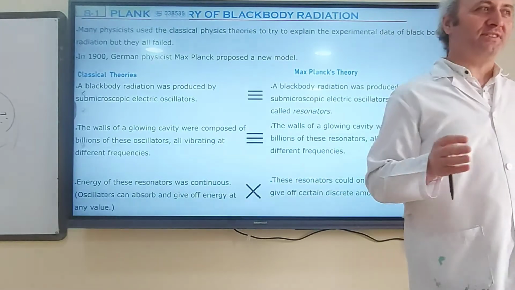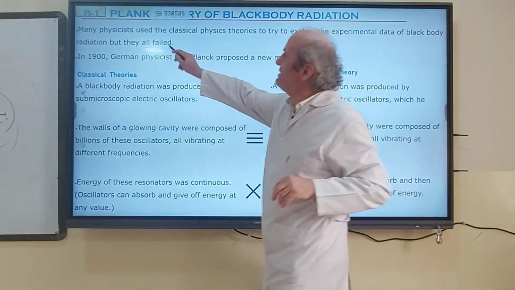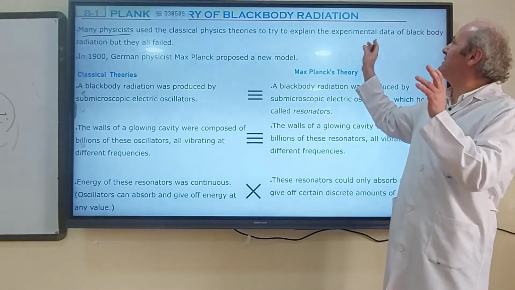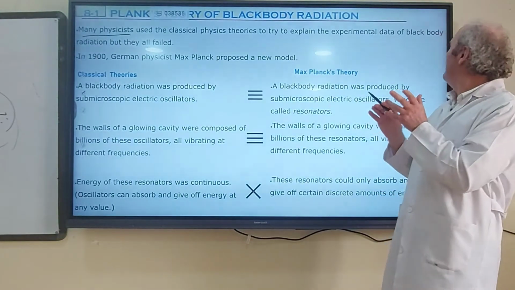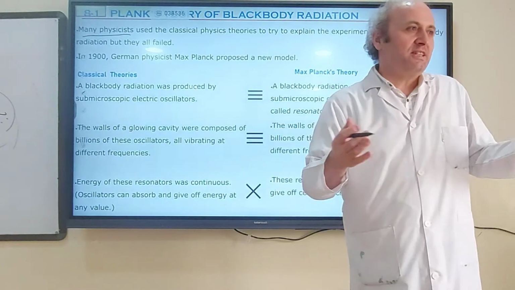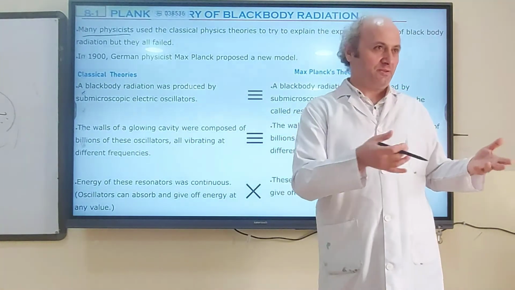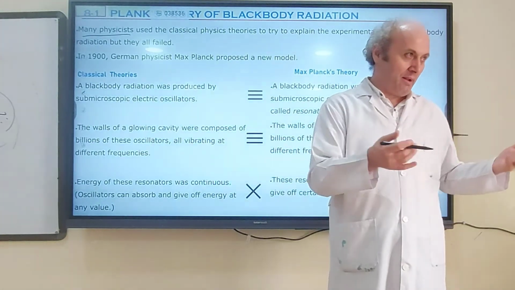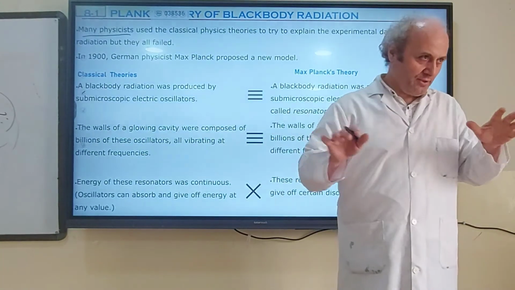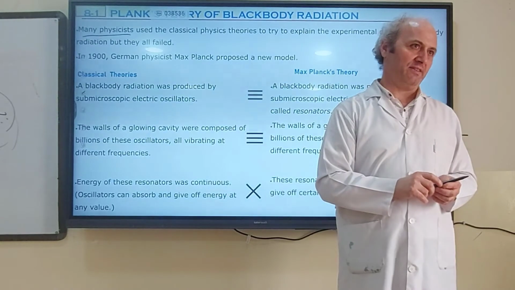Somebody must fix this or explain this contradiction. But many scientists used classical physics to try to explain the experimental data of the black body radiation, but they all failed. Why? Because classical physics itself is the problem. You cannot explain something by a problem. That's why none of them could explain that by using the principles of classical physics.